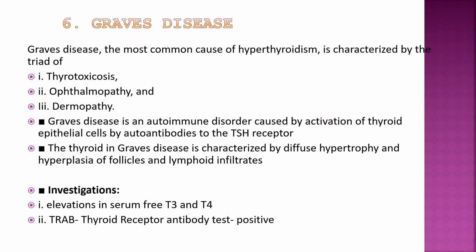Graves' disease is the most common cause of hyperthyroidism, characterized by a triad of thyrotoxicosis, ophthalmopathy, that is exophthalmos, and dermopathy. Graves' disease is an autoimmune disorder caused by activation of thyroid epithelial cells by autoantibodies to the thyroid TSH receptor. The thyroid in Graves' disease is characterized by diffuse hypertrophy and hyperplasia of the follicles and lymphoid infiltrates. In investigations, T3 and T4 are elevated and TRAB, the thyroid receptor antibody test, is positive.